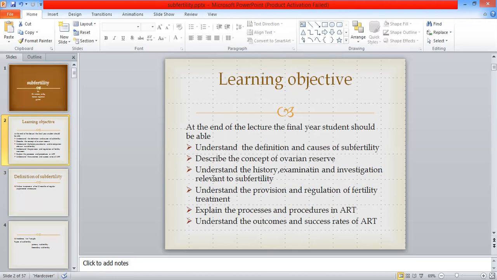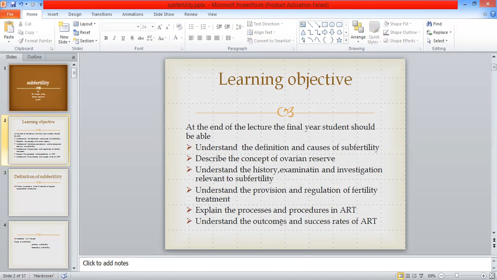You should be able to state what points are asked in the history from a couple presenting with subfertility, what you will look for in examination, and what investigations you will prescribe to the couple presenting with subfertility. You should also understand the provision and regulation of fertility treatment, the different options of fertility treatment, and be able to explain what ART, assisted reproductive technique, is, its process and procedures. And you should understand the outcome and success rate of ART.